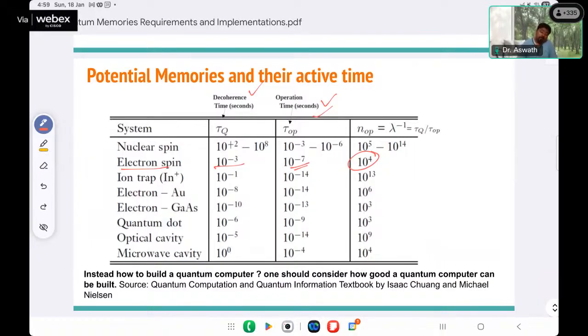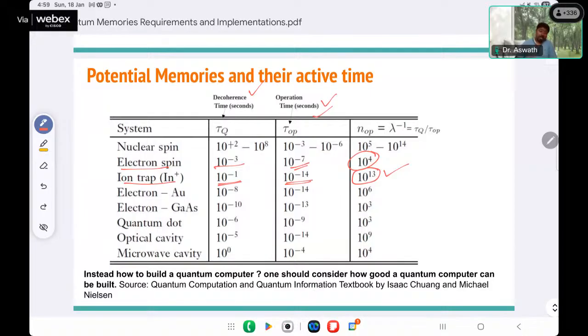When I have, let's say, a large number of operations, they can be realized with an ion trap, even though its lifetime is 0.1 second. It allows me to do one operation in just 10 to the power of minus 14 seconds. That's why it allows a lot of operations, which means the usual tendency for us is to go for a memory which gives me a lot of operations, right?